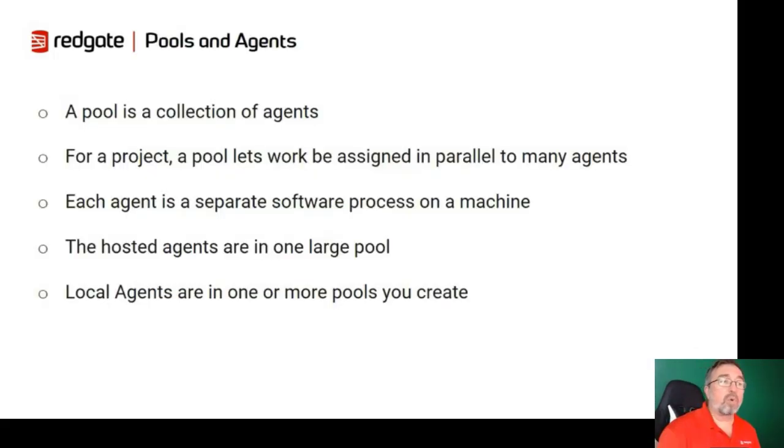But we can take a pool and assign one agent to a process or assign lots of agents to a process. So for example, if you wanted to deploy to 10 databases at the same time, you could set up 10 agents and have them do the 10 databases. And that could be on 10 servers or 10 machines or whatever. You could set it up however you need to. Each agent is its own separate software process, so each one is going to use up a little bit of memory, a little bit of CPU, and it's going to run the commands that you give it. Now, the hosted agents are in a single pool, and local agents are in one or more pools that you define.